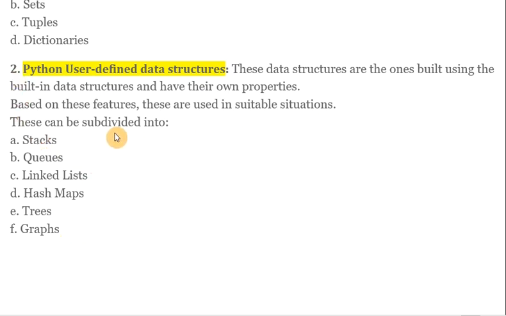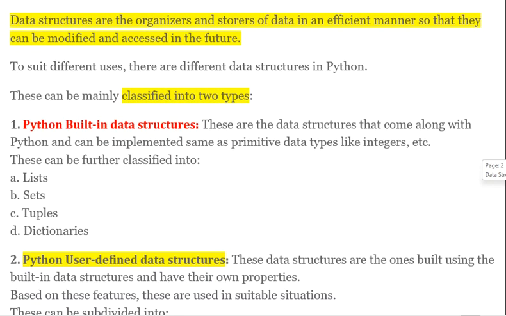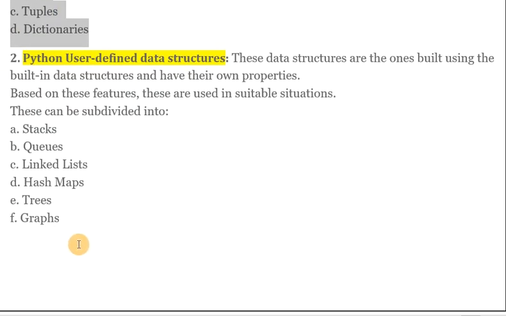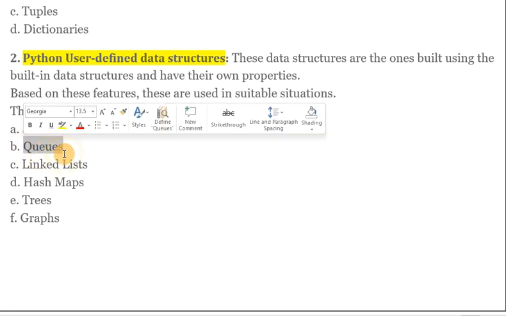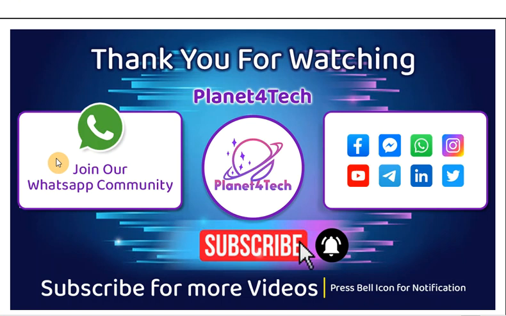So till now we have understood what a data structure is and how many types of data structures there are. Basically we can say there are two types: the built-in data structures, which are lists, sets, tuples and dictionaries, and the user-defined data structures, which are stacks, queues, linked lists, hash maps, trees and graphs. So that is it for this episode, and in the next episode I am going to describe each data structure in a very brief way. For every data structure I am going to create a new episode so that the video length will be very short and you will enjoy learning it in a quick way.